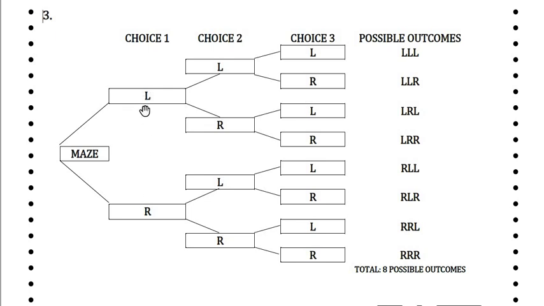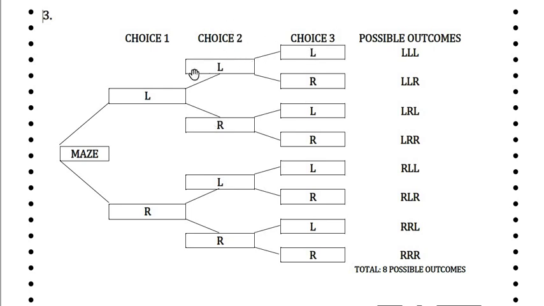If you turn left, then your next choice would be to turn left or right again. If you turn right at the first choice, you also have the option to turn left or right again. So there was your first choice where you turned left or right, and your second choice to turn left or right. Now remember, this represents all of the possible turns that you can make.